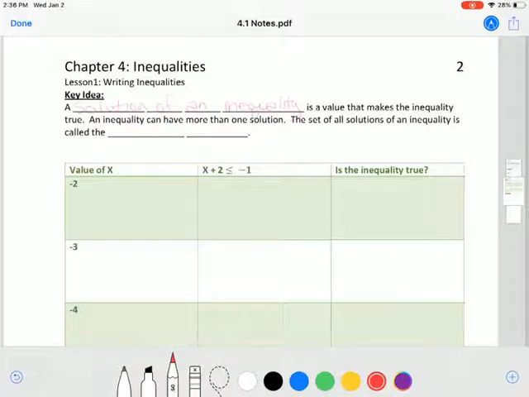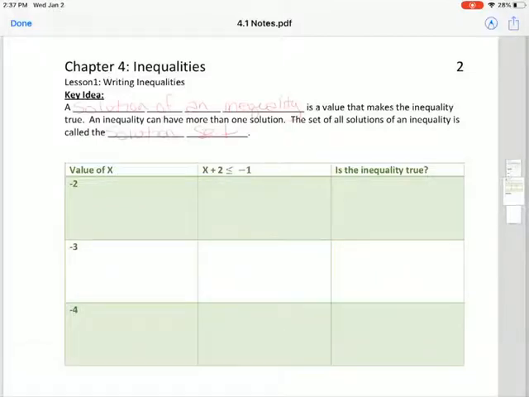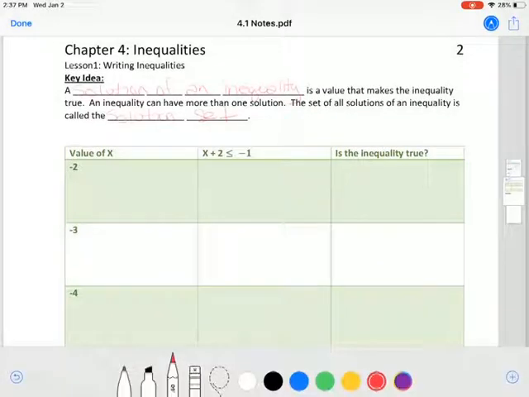So an inequality can have more than one solution, and all of these solutions are, you can call them a set, and we call this a solution set. If we have multiple solutions, it's part of a set, and that is called our solution set. So let's put this to practice so we can see what we mean here.